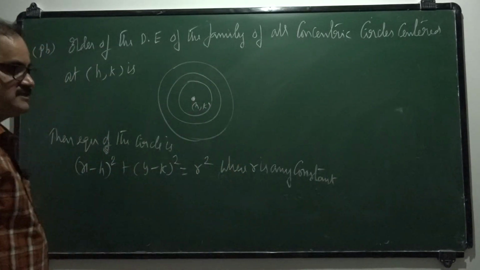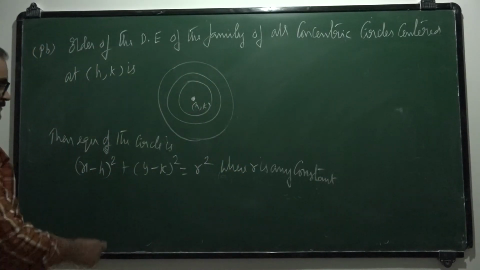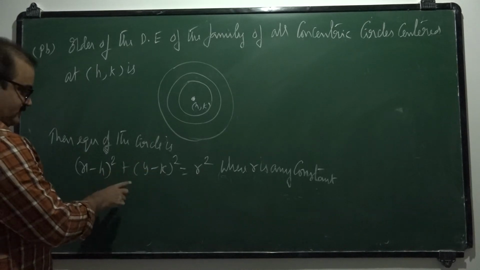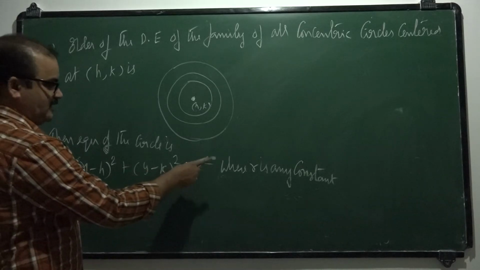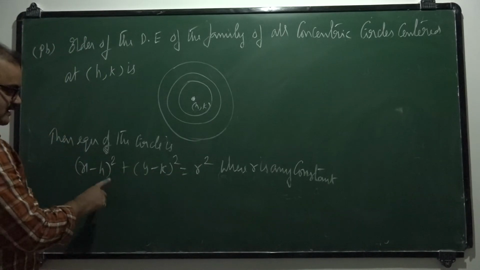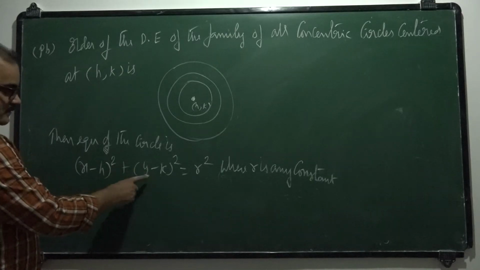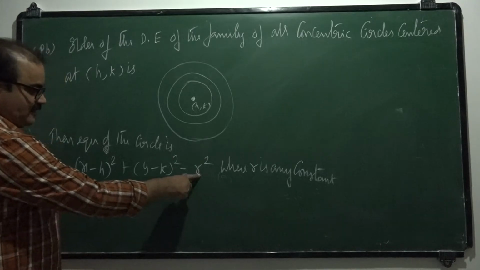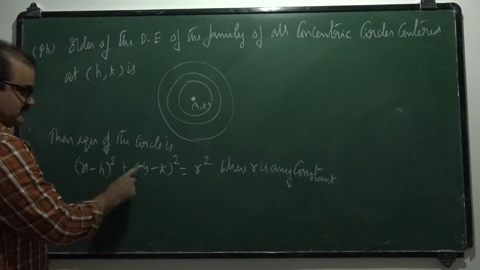R is any constant. See here, it is an equation. It is the equation of the circle with center H comma K and radius R. Here, how many constants are there? There is only one fixed constant R.